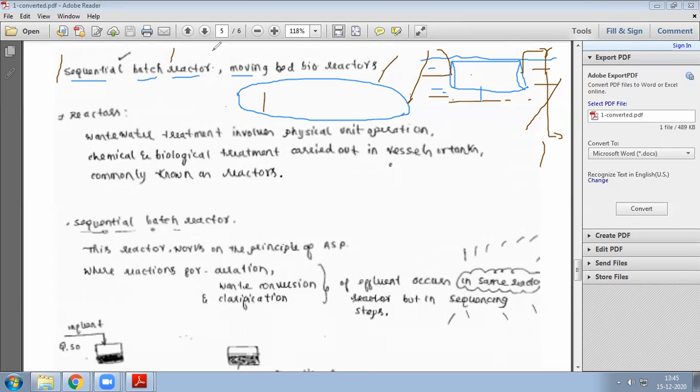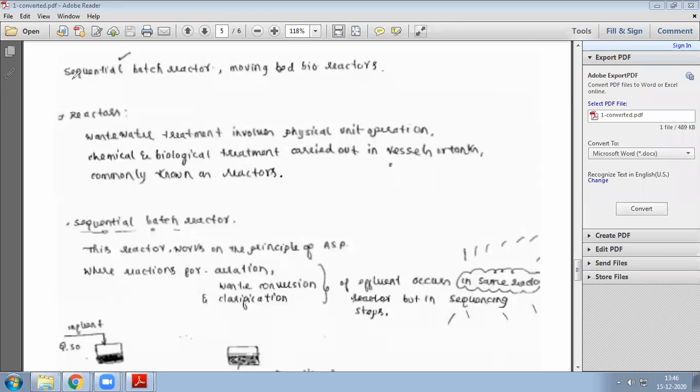So all these you can install in our college also. They are planning, I don't know how they will do it, or whether they will do it or not. But they are planning to install this sequential batch reactor, around 3 to 4 of them. So then, what is this? We will see now. What is this sequential batch reactor? First, what is a reactor?